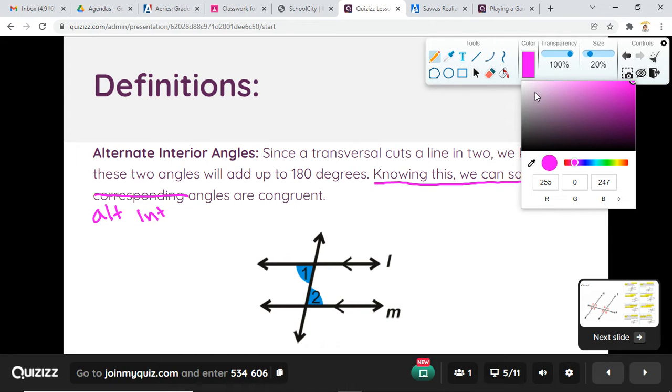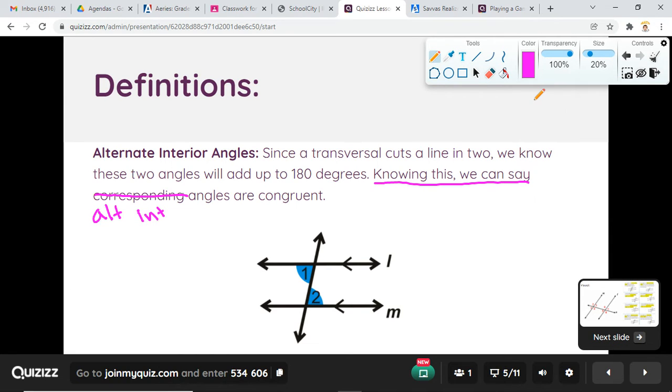So what do I mean by interior? Well, by interior, what I'm basically saying is on the inside of these two lines right here. So right now, we do not want to consider anything outside of these lines. We are only looking at the interior of our two lines. So that's what interior means here. It means inside of our two parallel lines. Now, the alternate part means they are on opposite sides of the transversal.